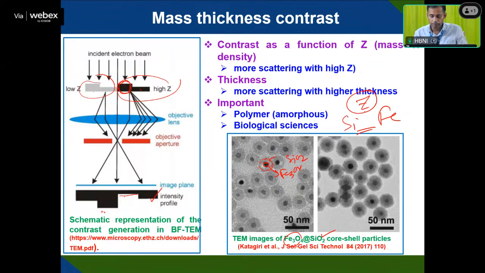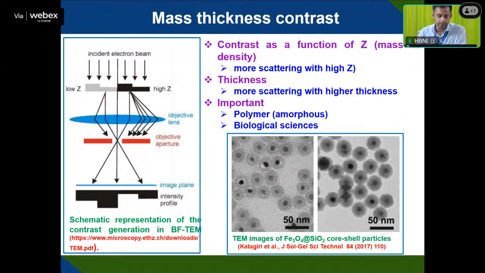Because of that atomic number difference, the Z contrast, you can see that the high-Z region is darker because its transmission is less, whereas on the outer side, the silica, the transmission is high. You are getting a core-shell structure. So you can identify the core-shell morphology by using this type of mass contrast TEM imaging.